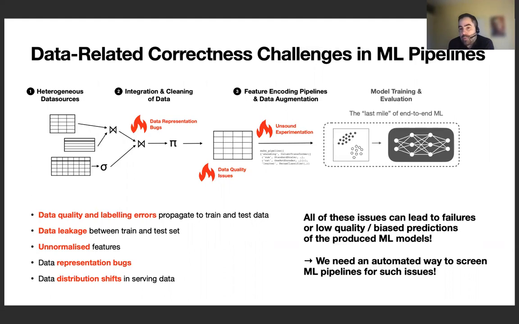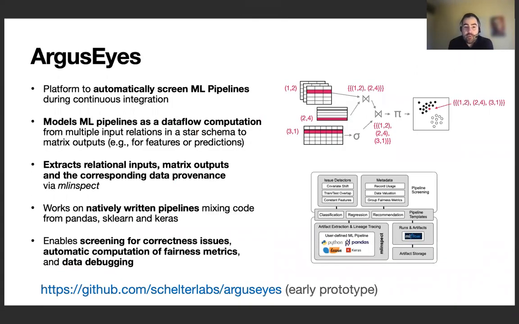And there are common problems like data distribution shifts between the training and the test data. All of these issues are hard to catch, can lead to failures or biased predictions of the produced machine learning models. And that's why we are looking for an automated way to screen machine learning pipelines for such issues. And for this task, we implemented our ArgusEyes prototype. So ArgusEyes is a platform to automatically screen machine learning pipelines written in Python during continuous integration.